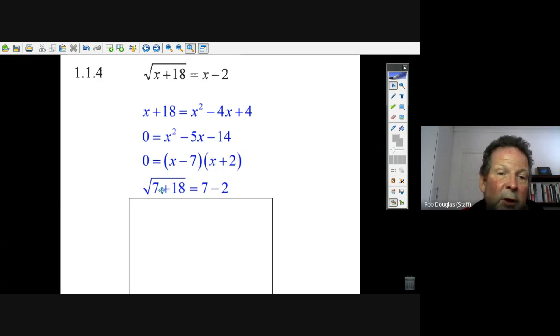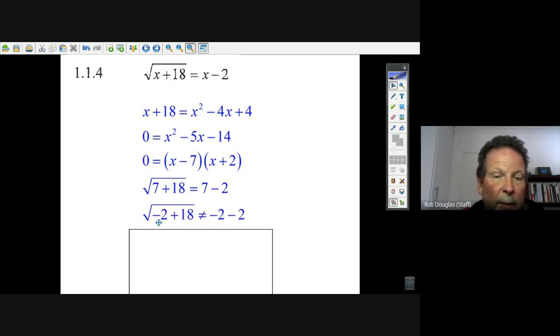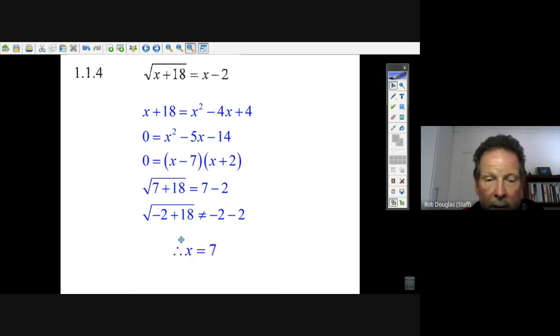But now it's time to check it. So let's put it in here. X equals 7 in here. That's the square root of 25. That equals 7 minus 2. So 7 makes this original one true. So that's a solution. But if you put minus 2 in here, you get 16. And the square root of 16 doesn't equal minus 2, doesn't equal minus 4. Therefore, there's only one solution, and the solution is x is equal to 7.